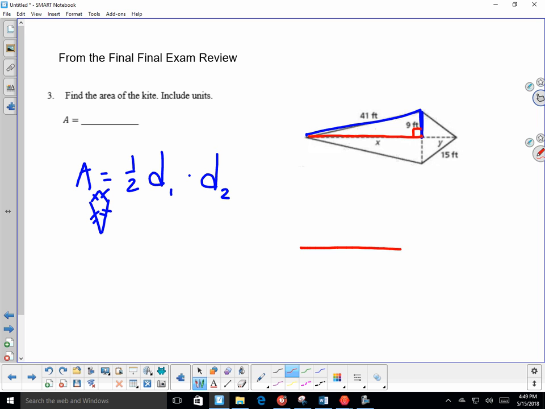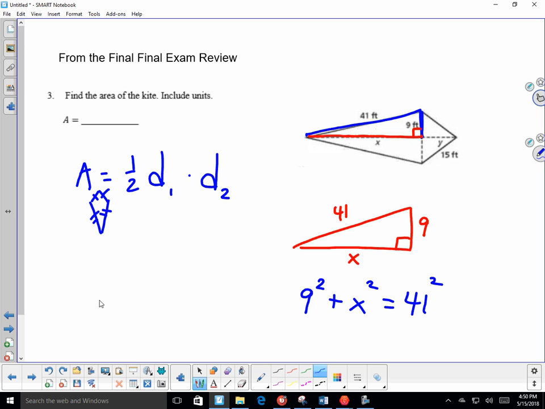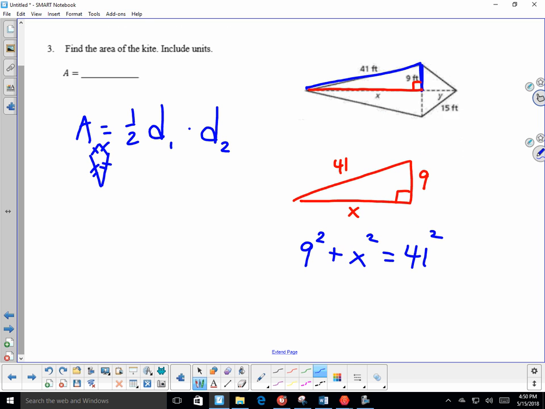So I'm just going to draw this triangle again. This is 41, this is 9, and we're calling this x, and it's a right triangle, so we need to use the Pythagorean theorem. So we're going to say 9 squared plus x squared equals 41 squared. And when we do this on our calculators, 41 squared is 1,681, and 9 squared is 81.